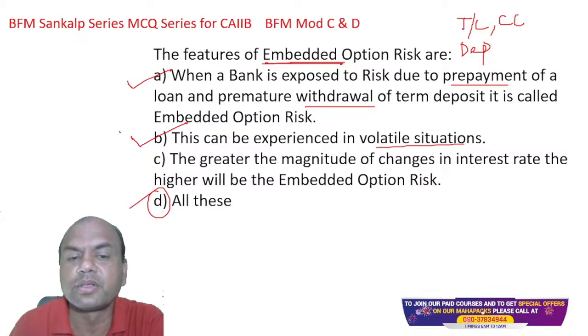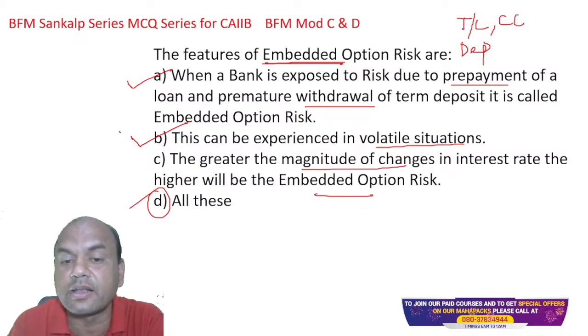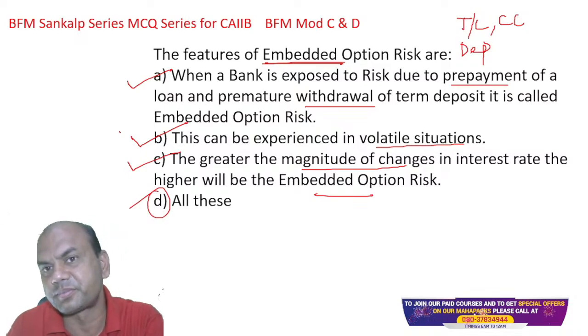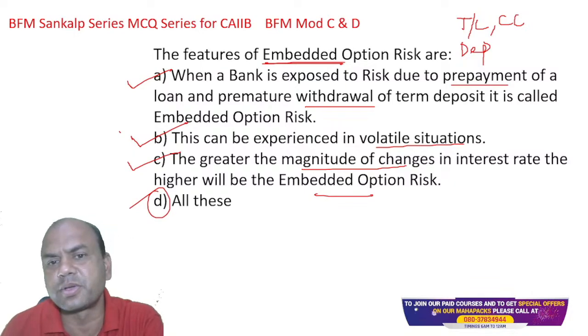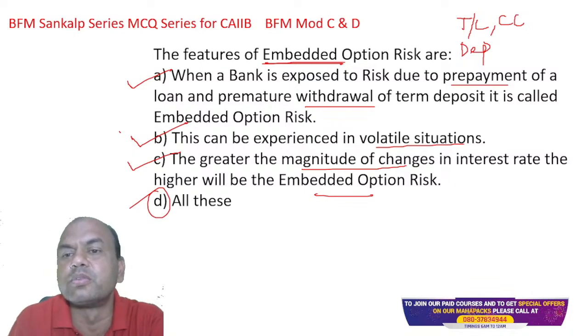C is true. The greater the magnitude of the changes in the interest rate, the higher will be the embedded option risk. So the more the changes in the interest rates, the more will be the embedded option risk. So that is correct. These things do happen in volatile situations, because what happens if the customer is having a loan with you?